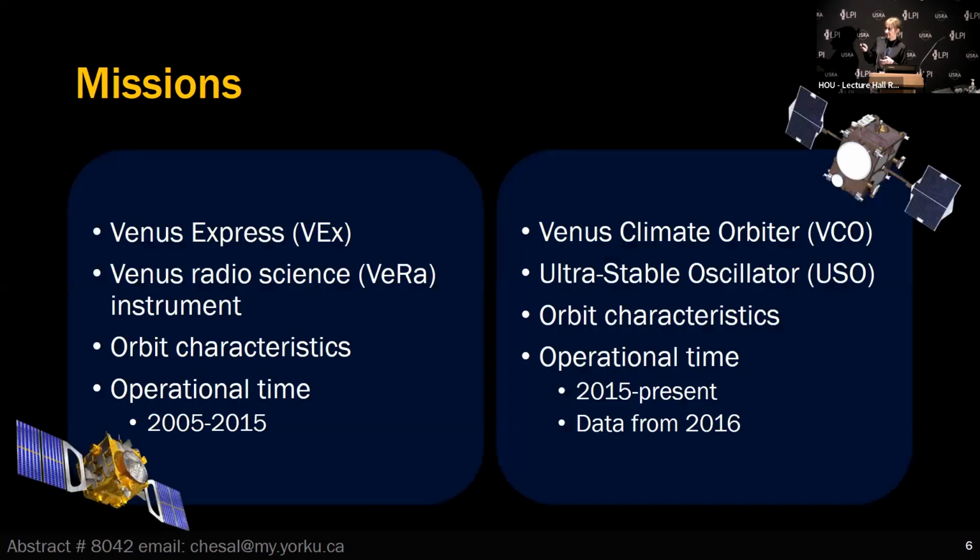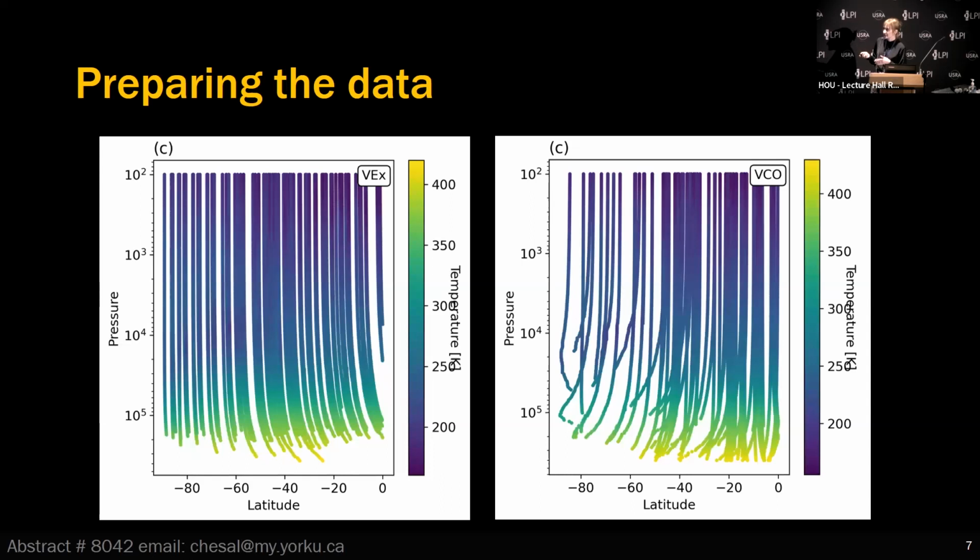So using the two data sets from Venus Express and Venus Climate Orbiter, they have slightly different orbit characteristics. They had different operational times. So the Venus Express mission was from 2005 to 2015, and the data from the Venus Climate Orbiter is from 2016 onwards. So these are all the profiles that we used, and to prepare this data set for the cyclostrophic balance, we interpolated it on a logarithmically spaced pressure grid. And you can see compared to the Venus Express, the Venus Climate Orbiter has poor latitudinal resolution near the poles.